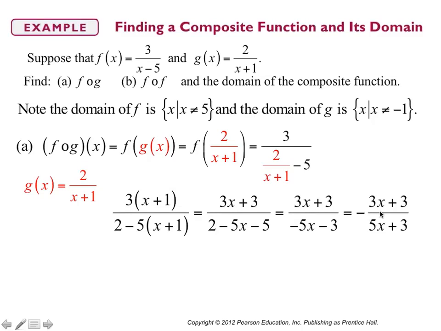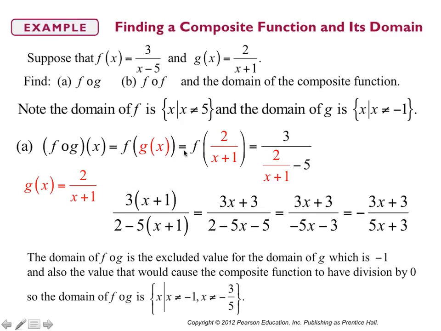And if we want to write this a little more nicely, we can factor out a negative 1. So we still have 3x plus 3, and then we have 5x plus 3 in the denominator with the negative sign out front. And if you think about this for a minute, we still know that we have that original excluded value for our domain of g, which was negative 1. But if you look down here, if we set the denominator of our new function, f of g of x, equal to 0, we have 5x plus 3 equals 0, we would get x is not equal to negative 3/5, which is the same solution that we got before.